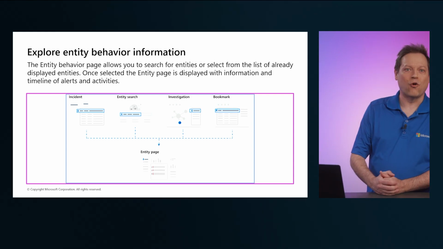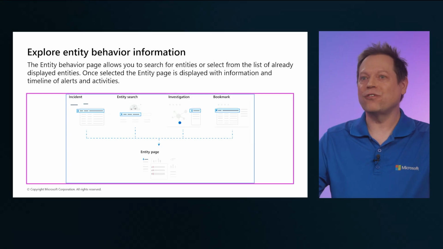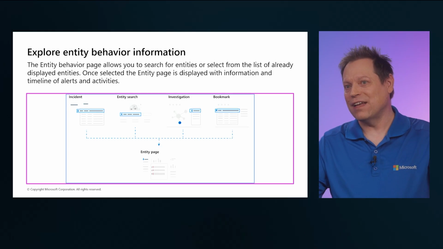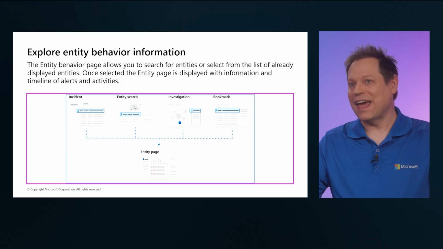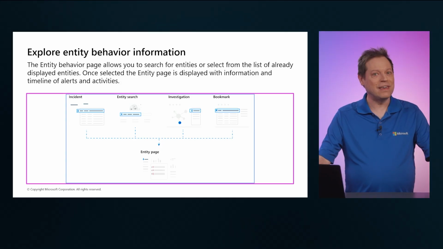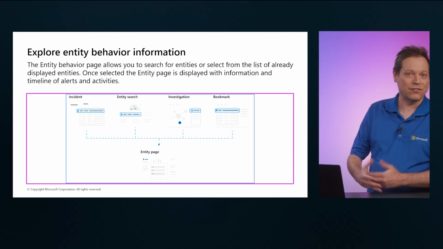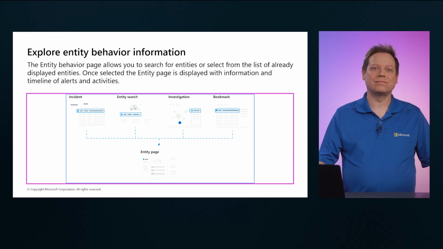The entity behavior page is your starting point for exploring UEBA insights. You can search for a specific entity or select one from the list already displayed. Once you choose an entity, you're taken to that entity's page where you can review key information and a timeline of alerts and activities associated with it.